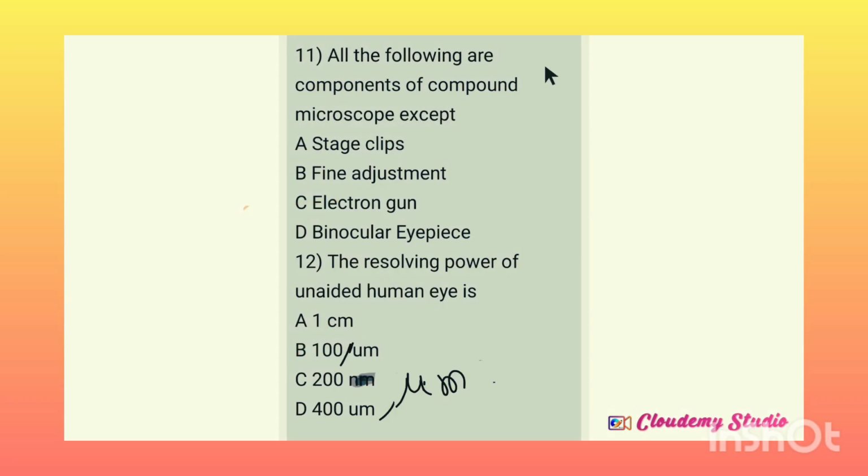Next question, all the following are components of a compound microscope except A option stage clips, B fine adjustment, C electron gun, D binocular eyepiece. So the answer to this question is electron gun, because the electron gun is present in an electron microscope, and all these three are components of the compound microscope. Now next question, the resolving power of the unaided human eye is. The answer to this question is 200 micrometer.